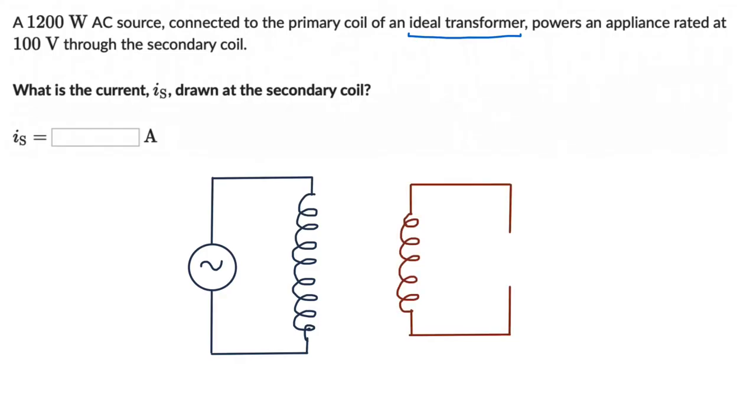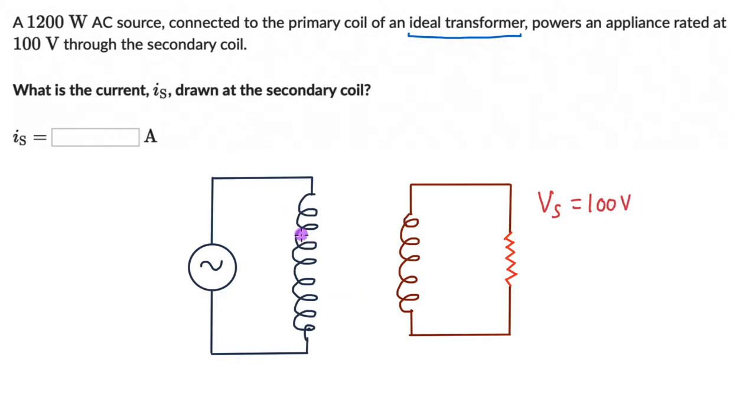So here we have our secondary coil and this is connected to an appliance. We can represent an appliance by a resistance. Every appliance has a resistance of its own. And this is rated at 100 volts. So we can write Vs, this is equal to 100 volts.